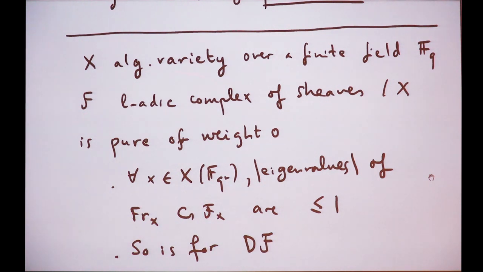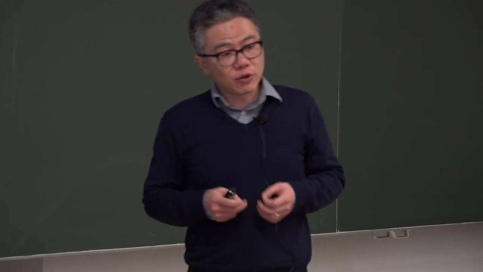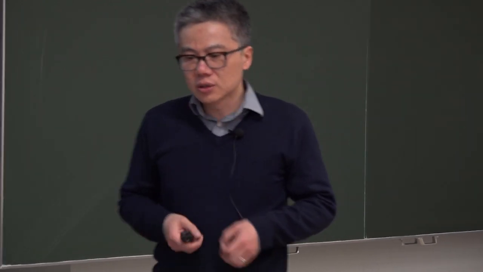on the stalk of this sheaf you have an action of Frobenius operators. In arithmetic, this is a very special feature of algebraic geometry over finite fields. And you want all the eigenvalues to have absolute value less than 1, and you want the same for the dual of F. Deligne developed a whole theory of pure sheaves, and it's really incredible that it solves, for example, the Weil conjectures.